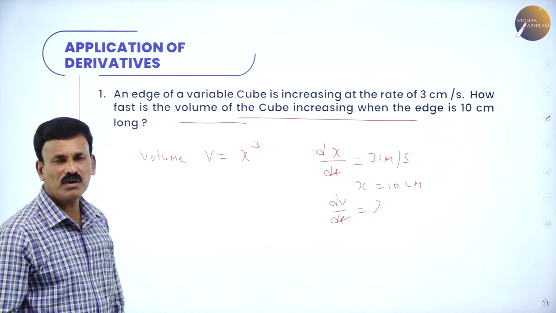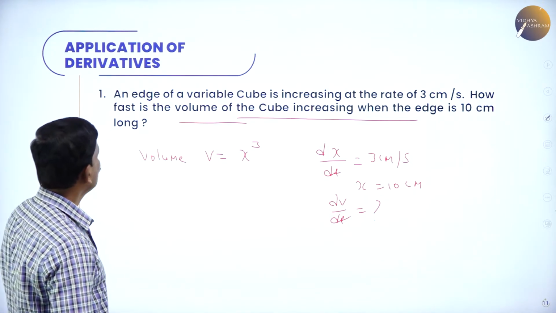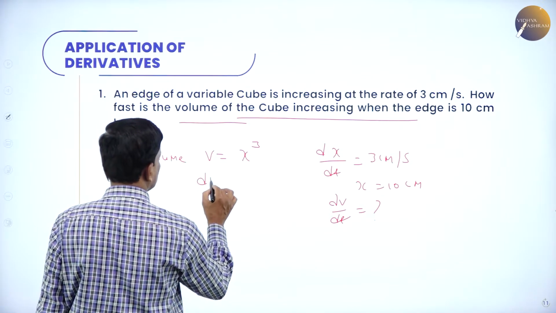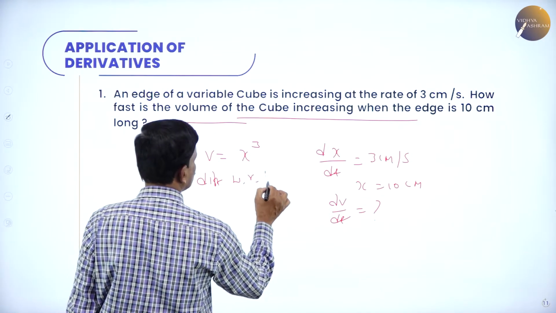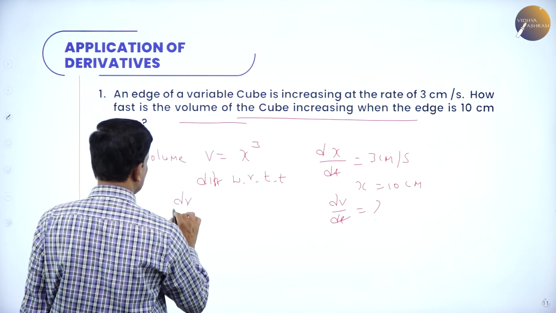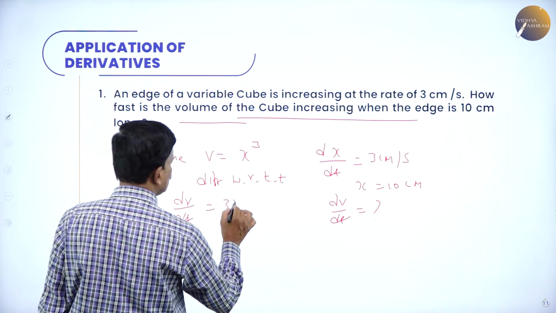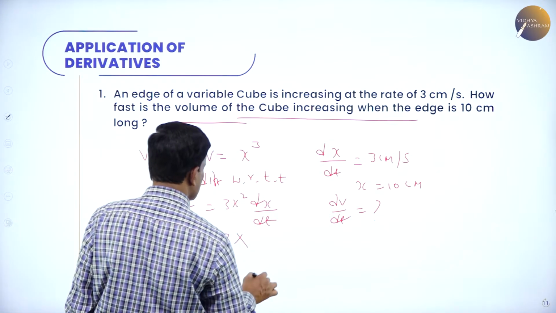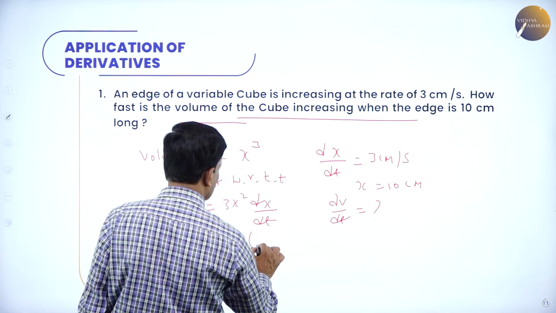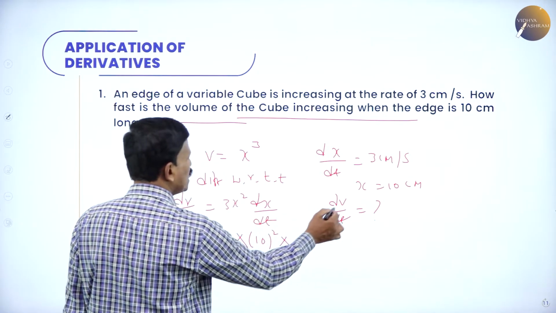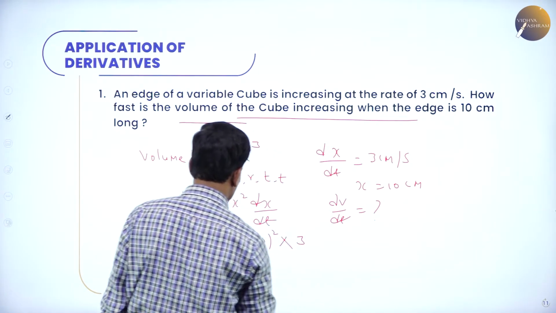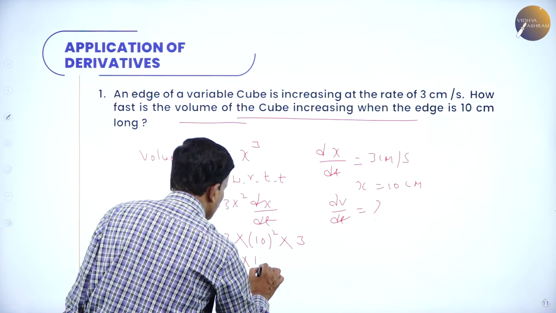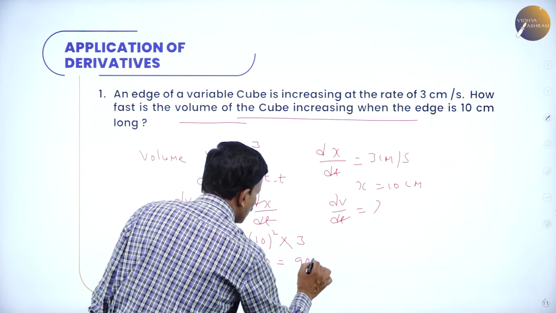Since you know the volume of a cube is given by V is equal to x cube, then differentiate with respect to t. Differentiating with respect to t, what you will get? dV by dt is equal to 3x square into dx by dt. 3 into, substitute x is equal to 10, 10 square, into dx by dt is equal to 3 centimeters. So this is 3 into 3 is 9, into 100, that's equal to 900.